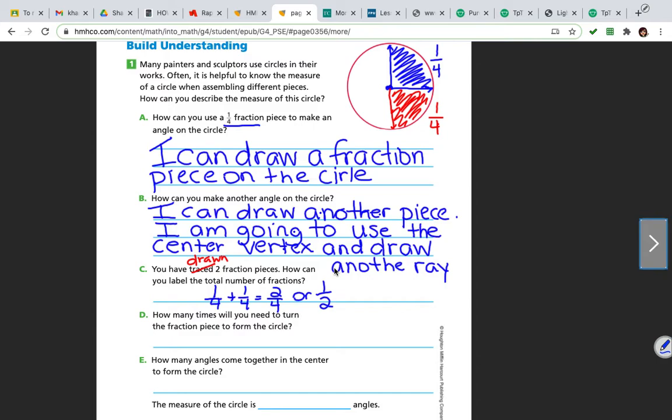D, how many times will you need to turn the fraction piece to form the circle? So we can't turn the fraction piece, but we can draw it to form the entire circle. So we did 1/4, 1/4. We're going to do another 4th here. So this is another 1/4 and another 1/4. So how many times do we have to go around? 4. So we would need to do it 4 times.